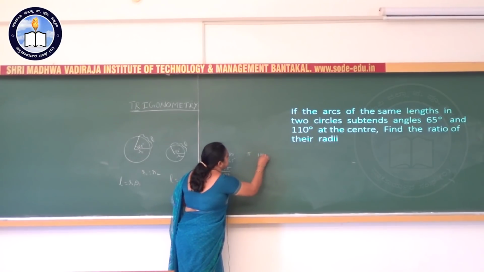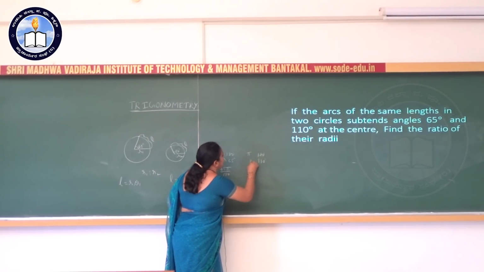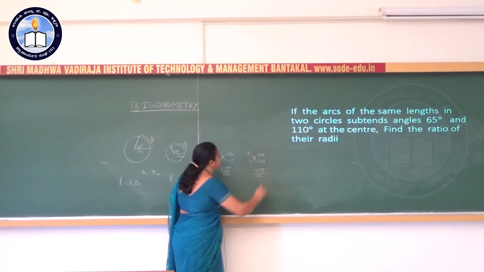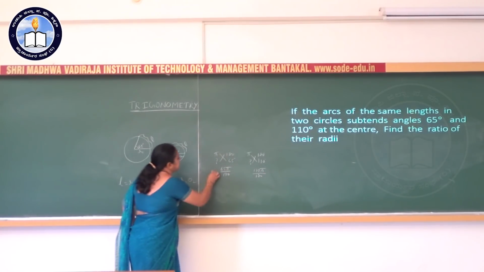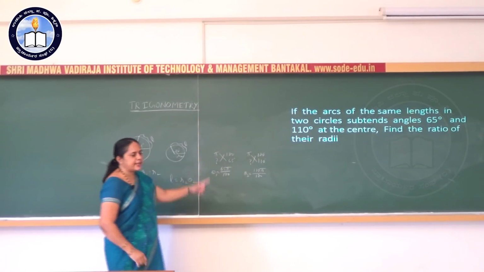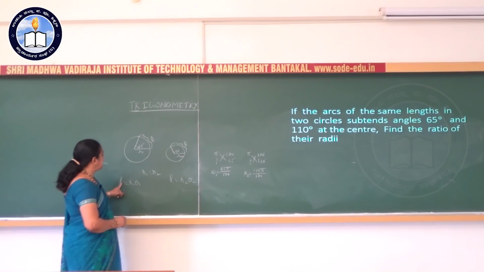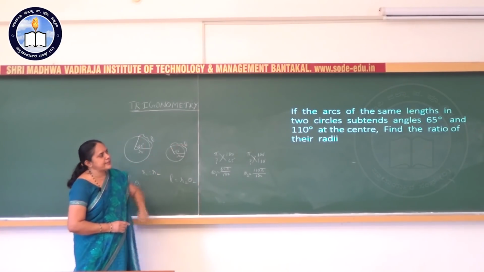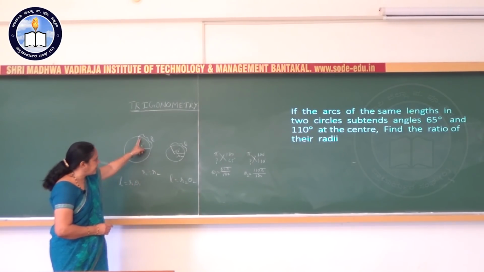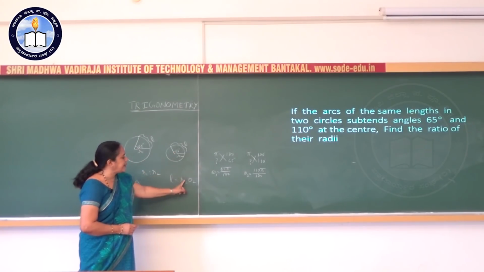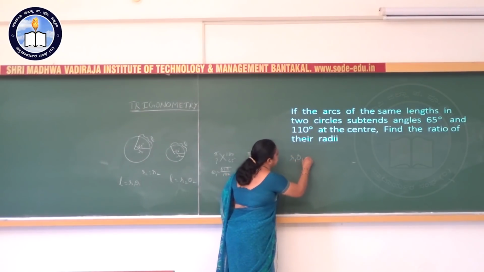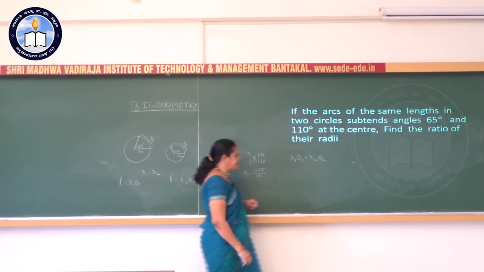Pi radians is equal to 180 degrees. 110 degrees, how many radians? 110 into pi divided by 180. That is theta 2. So theta 1 is 65 pi by 180, and theta 2 is 110 into pi divided by 180. But given the arcs are of the same length L, so L is equal to R1 into theta 1 in the first figure. In the second figure, L is equal to R2 into theta 2. So we can equate R1 theta 1 to R2 theta 2.